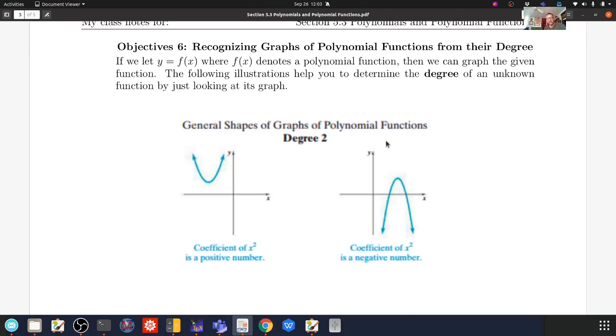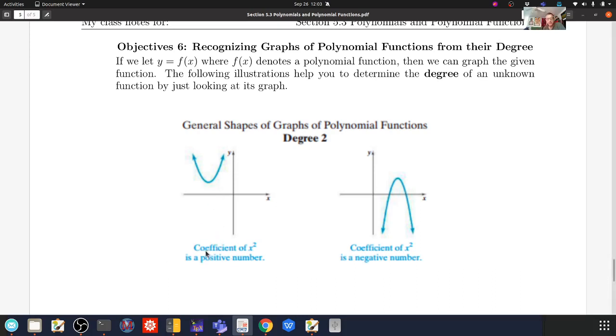So, just like any function, it has a graph. So now we're going to recognize graphs of polynomial functions from their degree. So remember, always y is equal to f of x. And f of x is going to be a polynomial function, and hence it will have a degree. So we have some information to help you just recognize a graph by its degree.